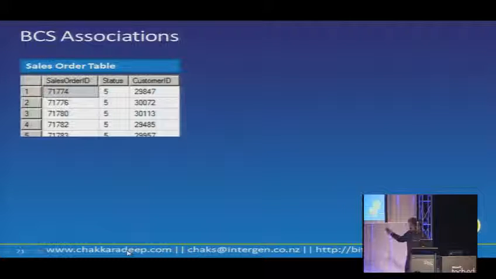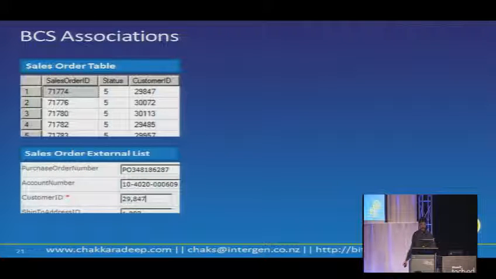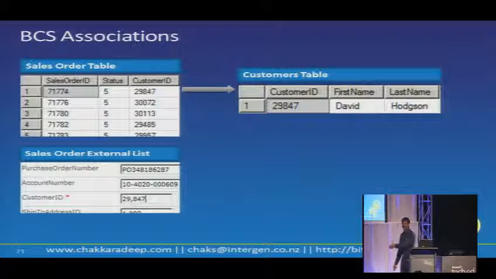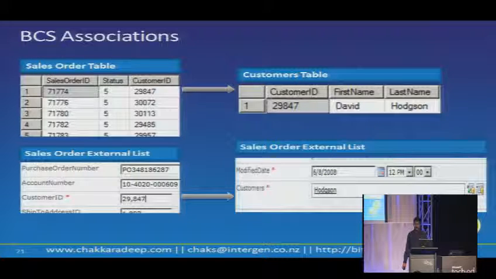So you can see here that I have a sales order table in my database, and that's going to come as a sales order external list. But you can see that I have a customer ID, which is related to a customer's table. So that's being related to the customer ID 29847. Now, ideally, instead of this customer ID being displayed as 29847, I would like to see his last name. That is much easier for me to locate, oh, this is my customer.